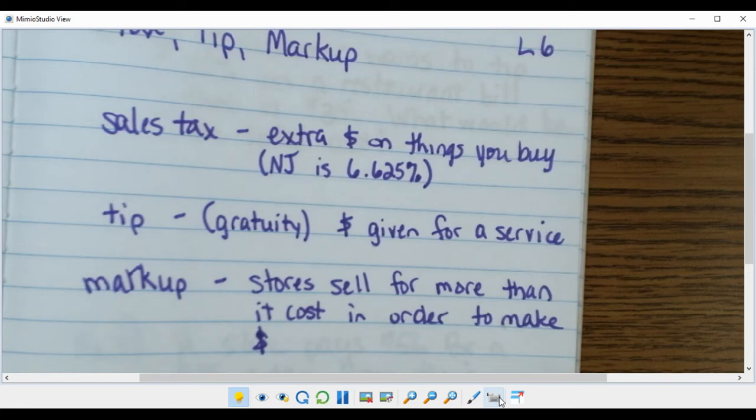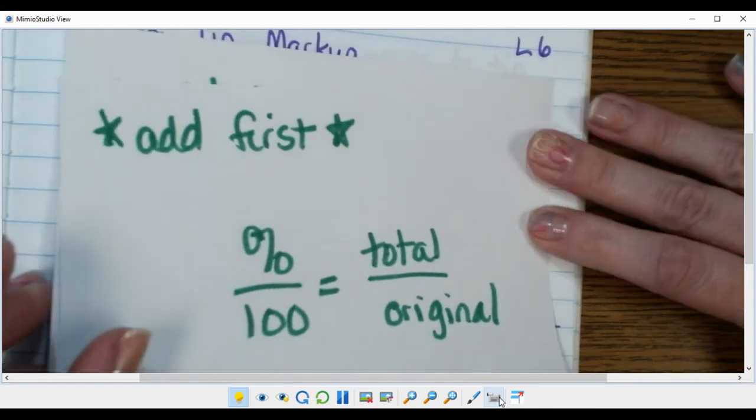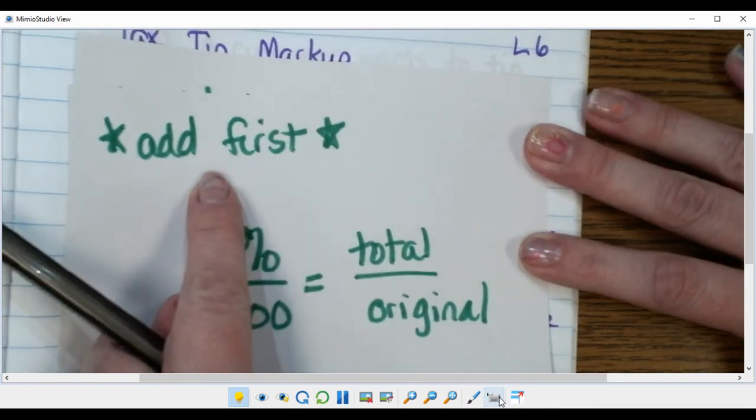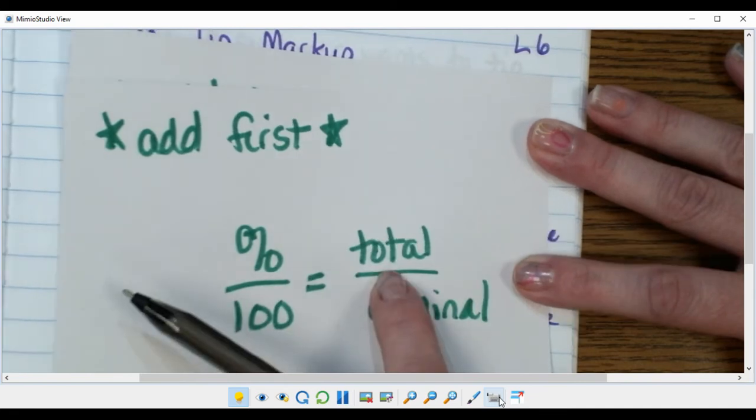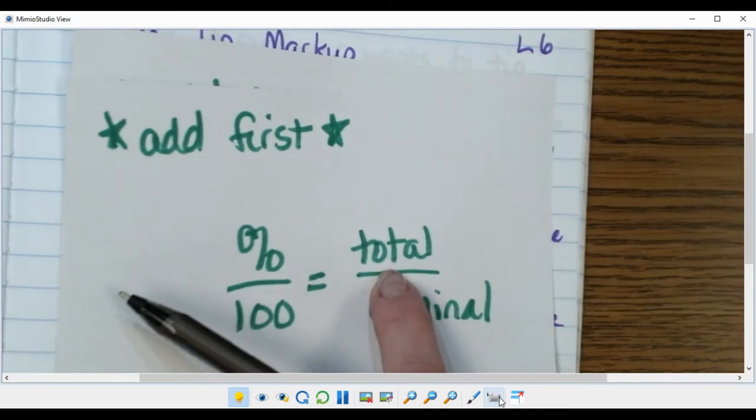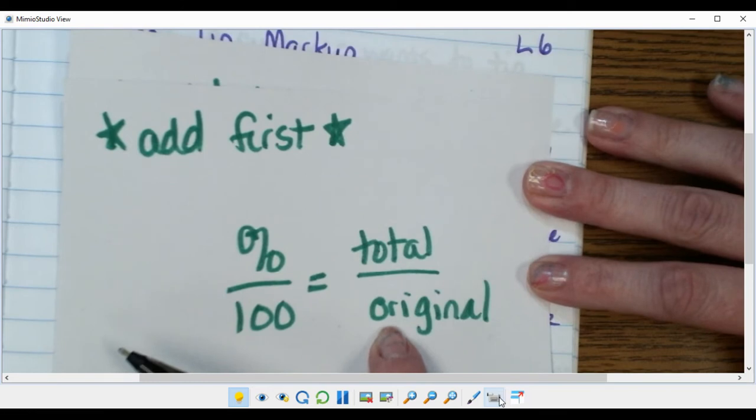We have to figure out how to calculate them. Now, the formulas that we use are very, very similar to what we've been using. You're going to have some options. You can either add first, and then your words are going to sound like percent over 100 equals total, what you have to hand over at the cash register, over original.